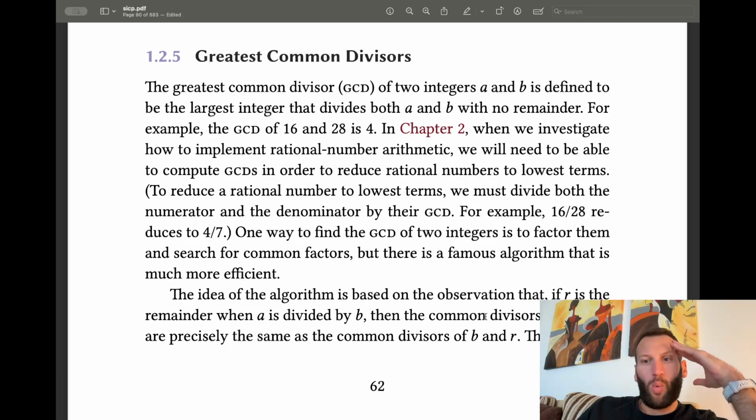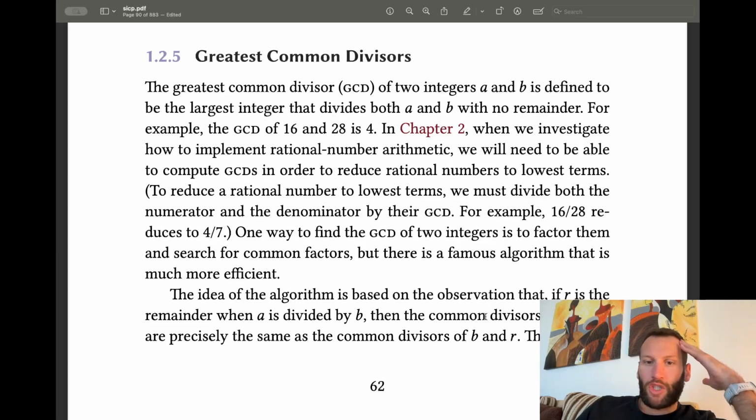In chapter 2, when we investigate how to implement rational number arithmetic, we will need to be able to compute GCDs in order to reduce rational numbers to lowest terms. To reduce a rational number to lowest terms, we must divide both the numerator and the denominator by their GCD. For example, 16 divided by 28 reduces to 4 divided by 7.